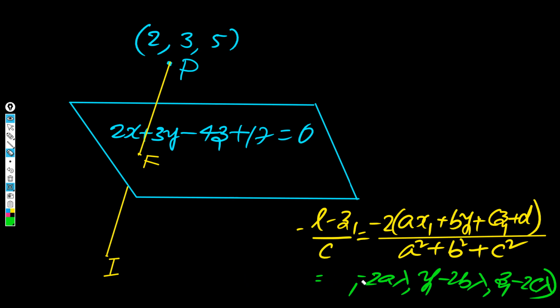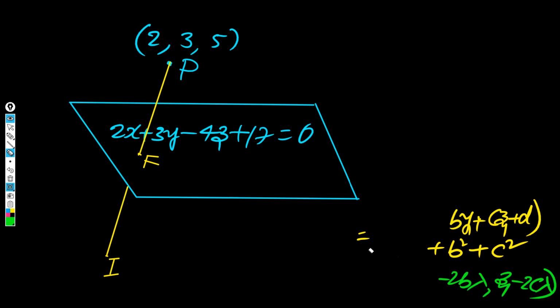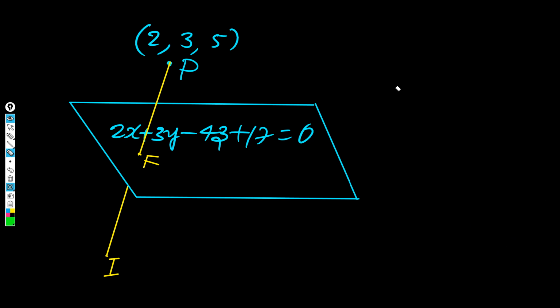Let me apply it directly once. If you remember this, we can find lambda straight away. Writing lambda now: lambda is nothing but substituting the point directly in this equation, ax1 plus by1 plus cz1 plus d, divided by a squared plus b squared plus c squared. Substituting: 4 minus 9 minus 5 minus 20 minus 25 plus 17 minus 8, divided by 4 plus 9 is 13, 13 plus 16 is 29. That gives the value of lambda.